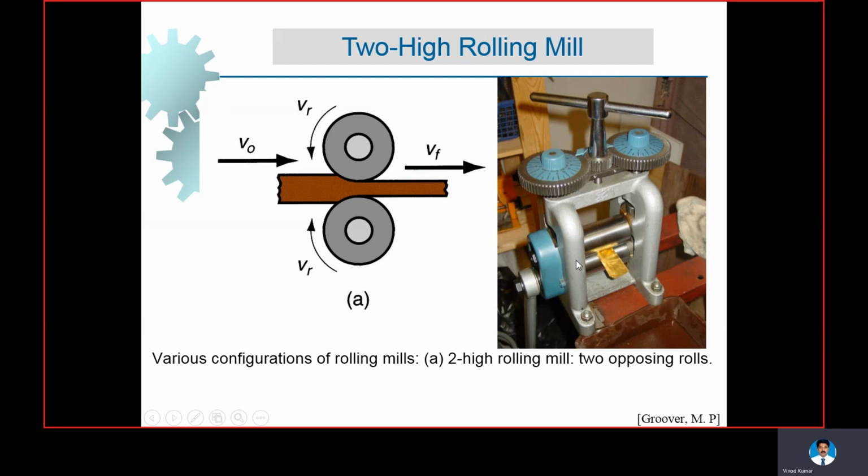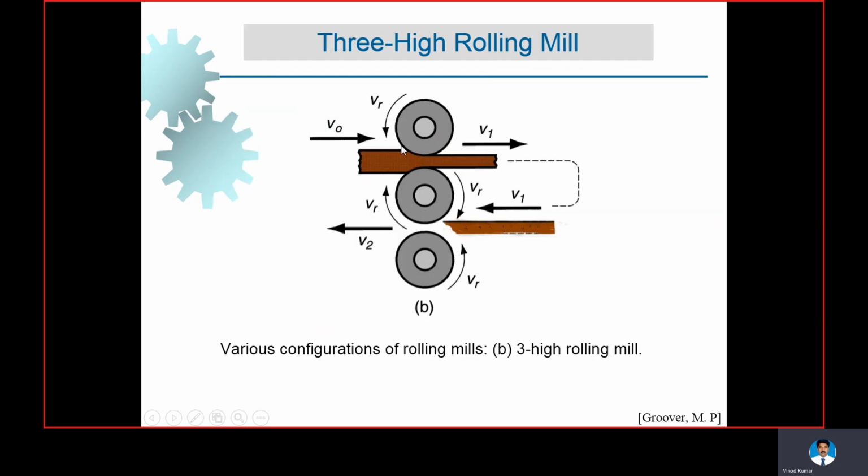So you can see here a small 2-high rolling mill. Here the material is fed between the two rolls. The material will get compressed or squeezed, and it will come out with a specific shape and dimension.